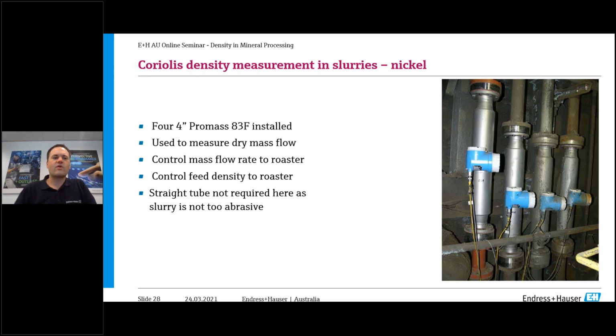Here's another example where we utilize Coriolis meters in a nickel slurry. Because the slurry wasn't too abrasive, in fact, the particle size was really, really small and the velocity wasn't too high, we could use the bent tube Coriolis meter. And the way we installed it, you can see in the picture there, is on a vertical aspect. This was here to control the mass flow rate to the roaster and also the feed density to the roaster. So you can see that it can be used in lots of different applications with slurries as well.